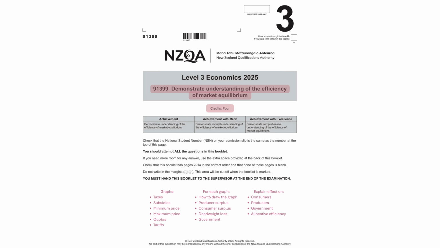Kia ora koutou, welcome back to part 2 of a video series where we go through an in-depth explanation of the NCEA Level 3 External for Market Equilibrium. In part 1, we looked at question 1 of the exam for 2025, which is all about tax and elasticity. So if you haven't checked out the video already, you might want to check it out because we also give an introduction to the paper and the exam as a whole.